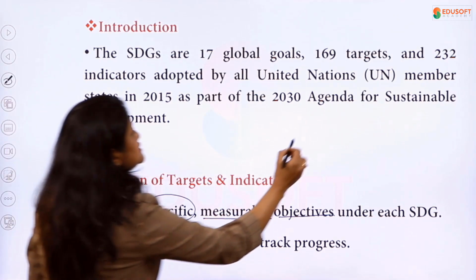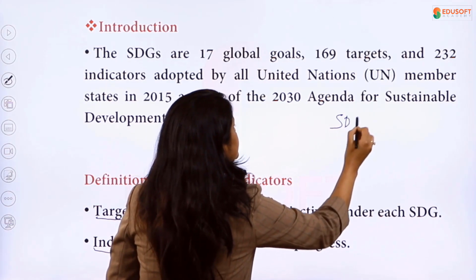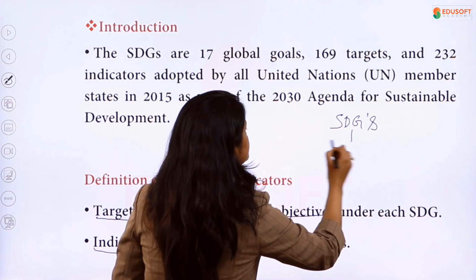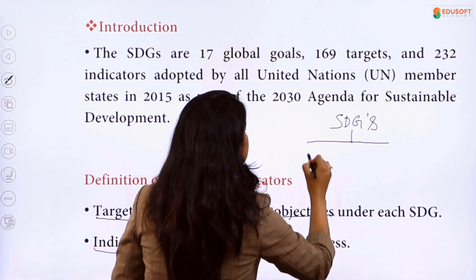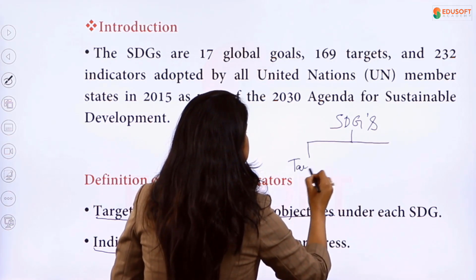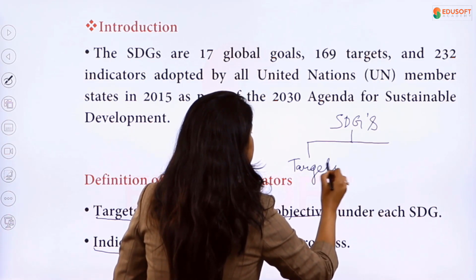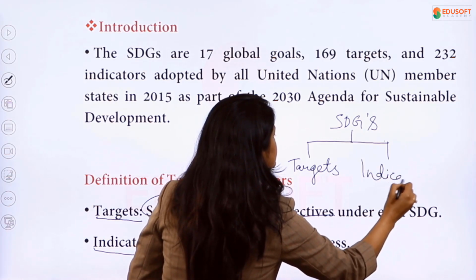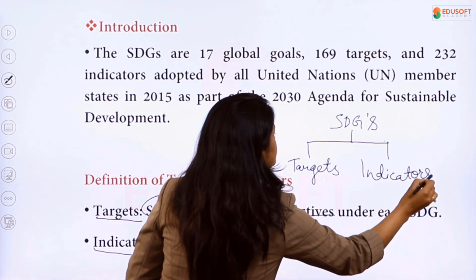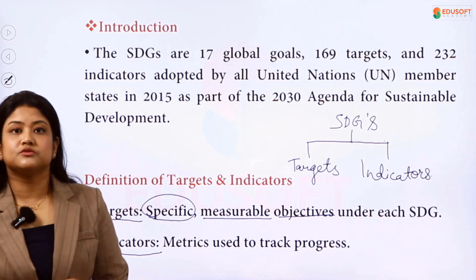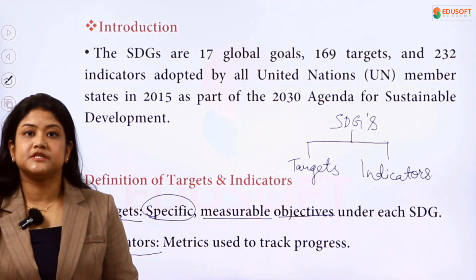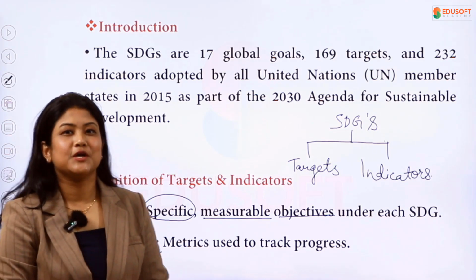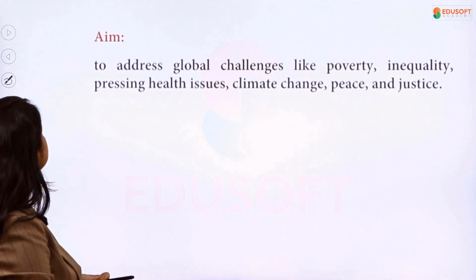So broadly there are the Sustainable Development Goals, or SDGs, which are 17 in number. Under these there are targets and indicators. So there are a total of 17 goals under which there are targets and indicators. Now let's see our second slide.